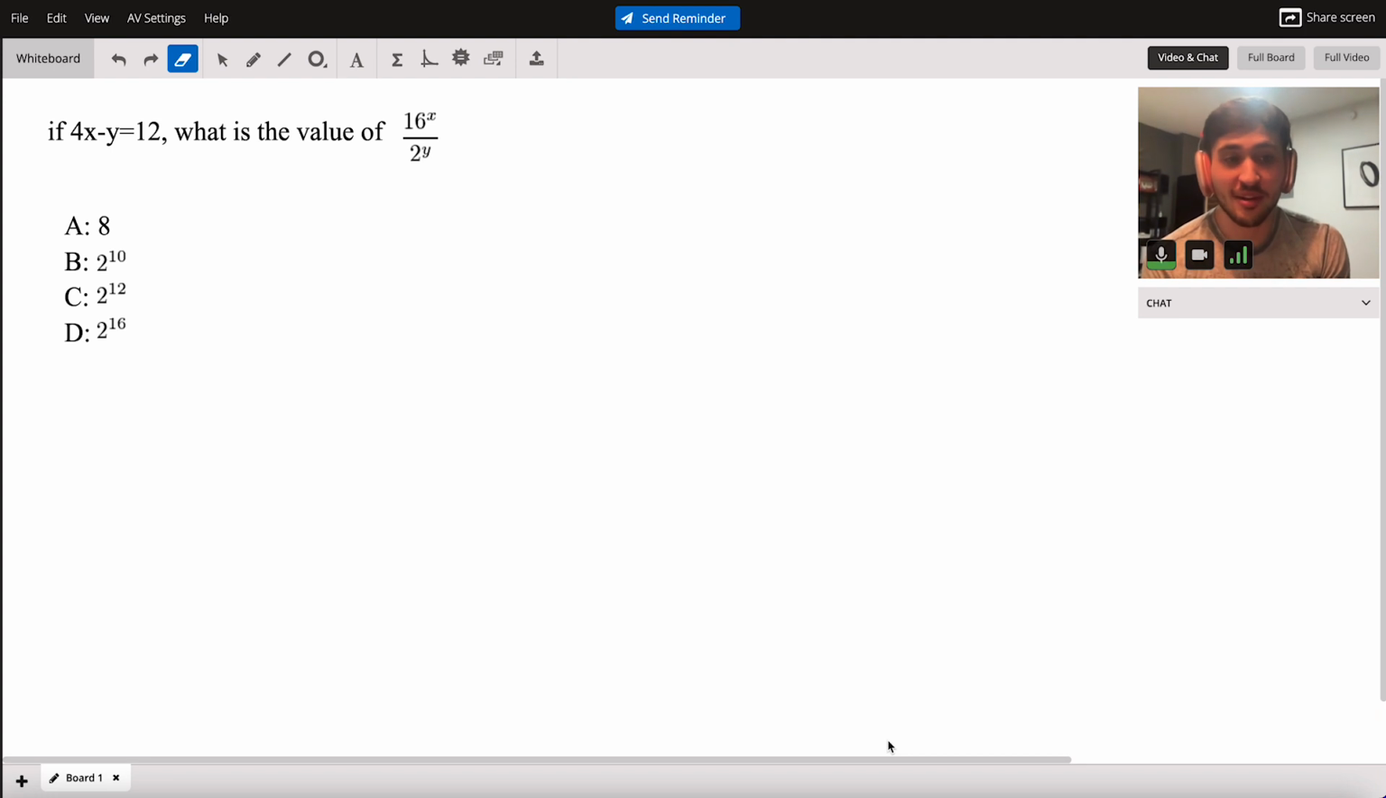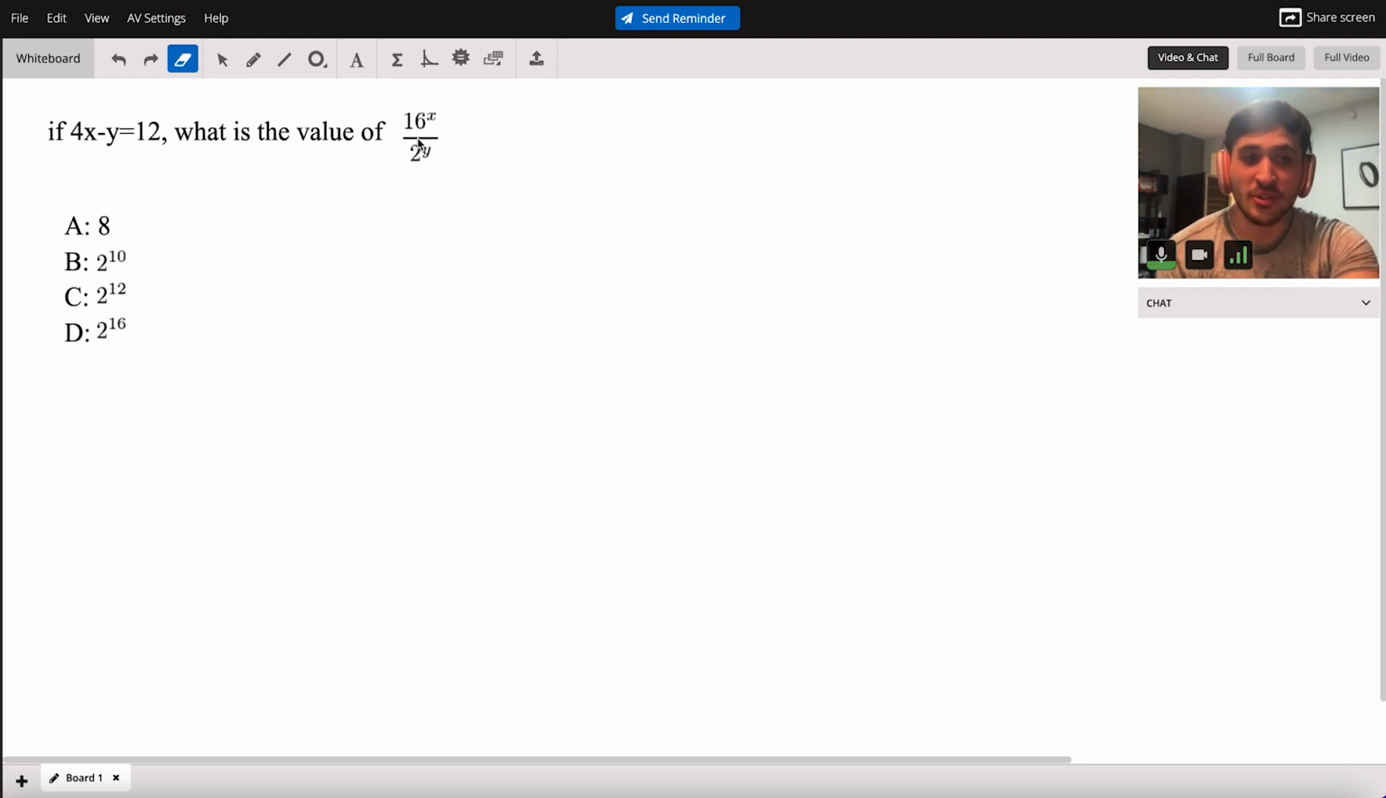It's a toughie, but it's funny as well, if you know what I'm talking about. Anyways, we're dealing with what seems like exponential equations, or in this case, an exponential expression. So they give us an equation, 4x minus y is equal to 12, and they're asking for the value of this expression right here.